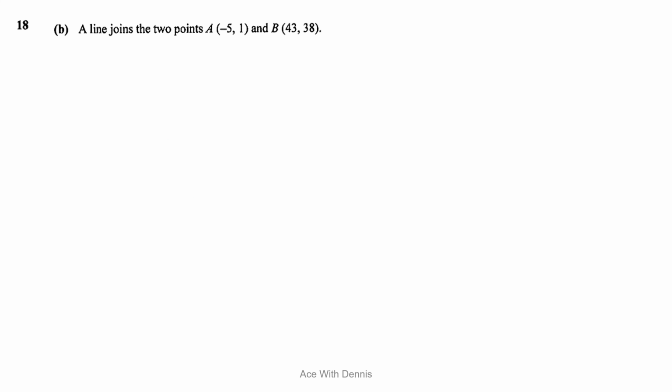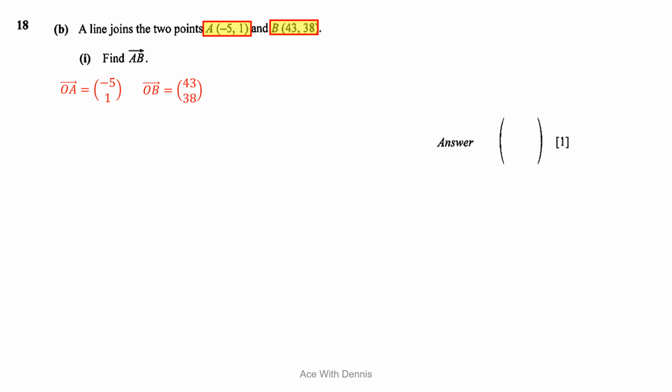B. A line joins the 2 points A, negative 5, 1, and B, 43, 38. 1. Find vector AB. 1 mark. So given the coordinates of point A and point B, we can find the position vector of A, which is negative 5, 1, and the position vector of B, which is 43, 38.